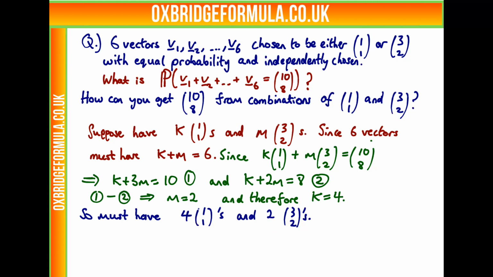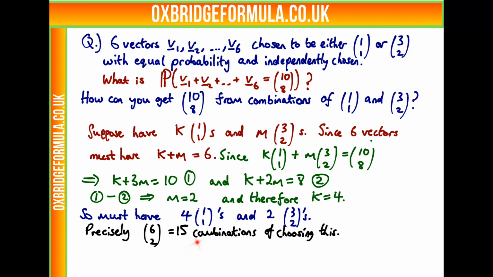So how many ways can you choose our 6 vectors to get 4 (1, 1)s and 2 (3, 2)s? Well, that's precisely saying out of 6, we choose 4 of them to be (1, 1)s and 2 of them not to be (1, 1)s, as the only 2 options. So there's precisely 6 choose 2 or 6 choose 4, which is equal to 15 combinations of choosing 4 of these and 2 of these.